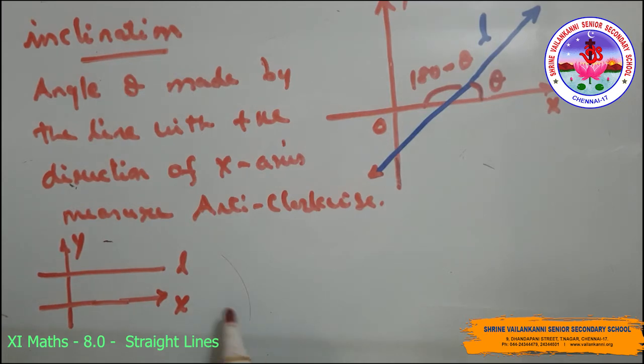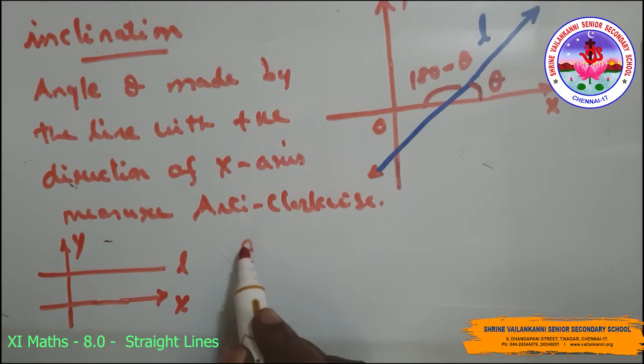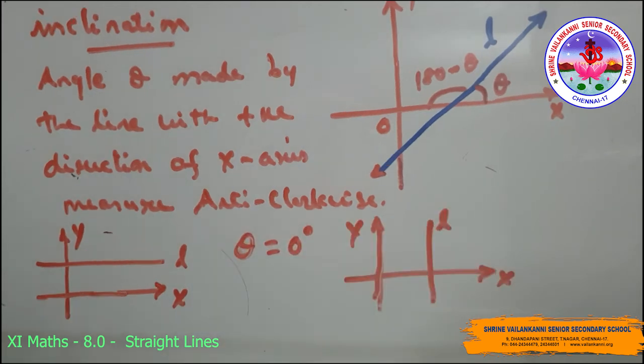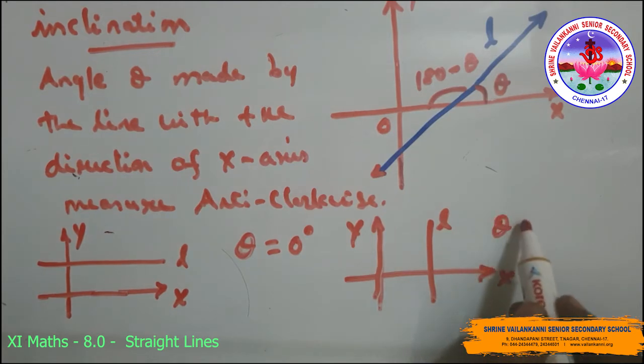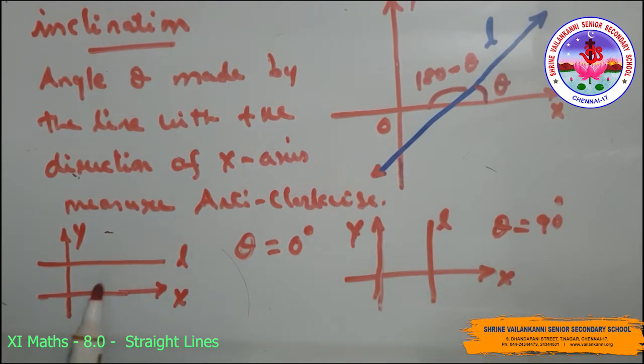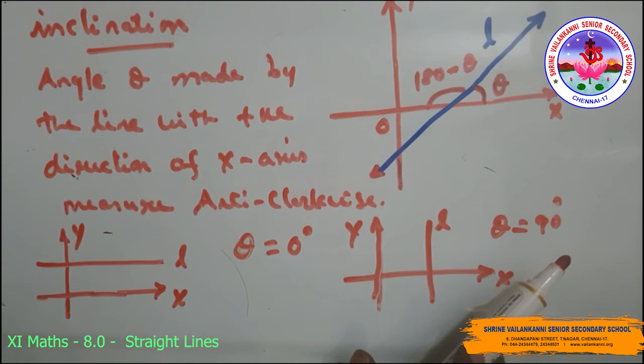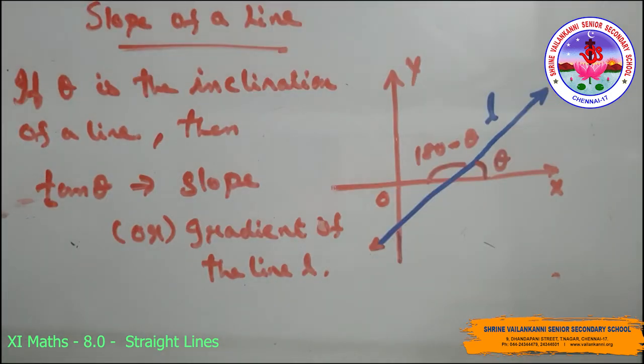If the line is parallel to x-axis or coincides with x-axis, then the inclination is 0, that is theta is 0 degree. If the line is parallel to y-axis or coincides with y-axis, then the inclination is 90 degree. If the line is parallel to x-axis, inclination is 0 degree. If the line is parallel to y-axis, then inclination is 90 degree. Hope you all understood what is inclination.